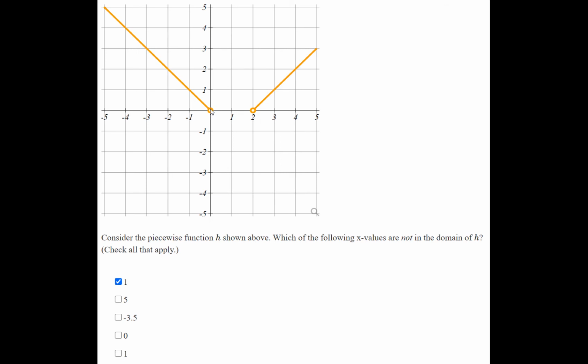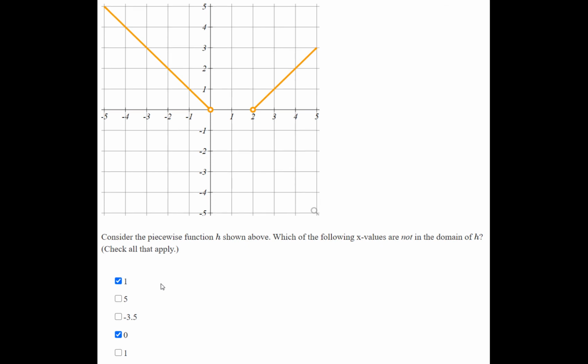0, well, 0's an issue because 0's here and it's an open circle. But open circles are not part of the graph. They don't exist in the graph. They're just illustrating to you where it starts and ends. So that is not contained in the domain.